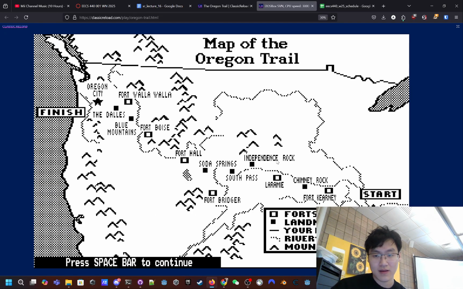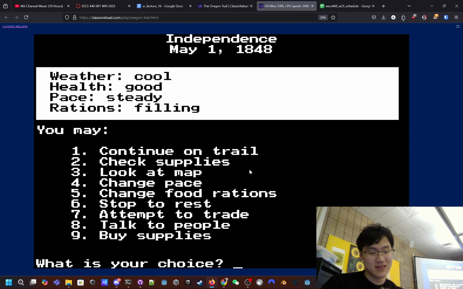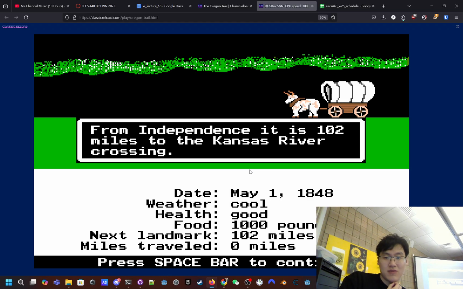Okay, you've got 15 minutes to get from Independence to Oregon. Okay. We have like 1, 2, 3, 4, 5. Are those all towns? Is this the way? Is it that road? Okay. There's a lot of places. Okay, I'm gonna look at the map again later. But I guess we just start going first. For Independence, it is 102 miles to the Kansas River crossing.